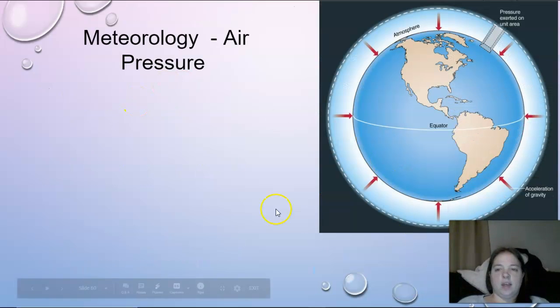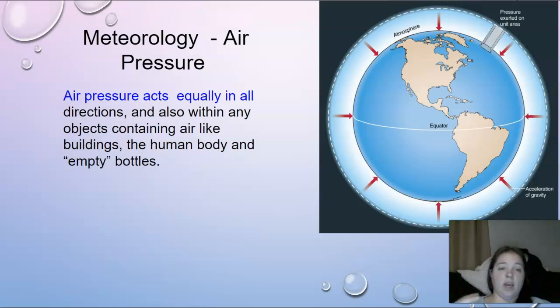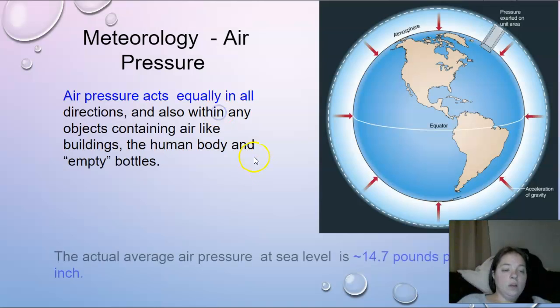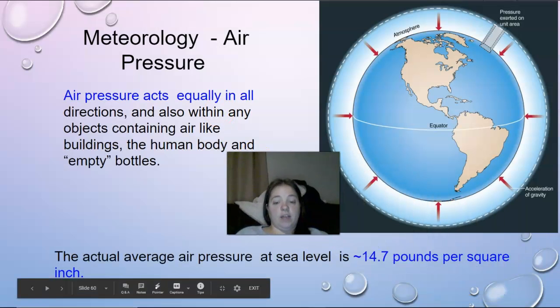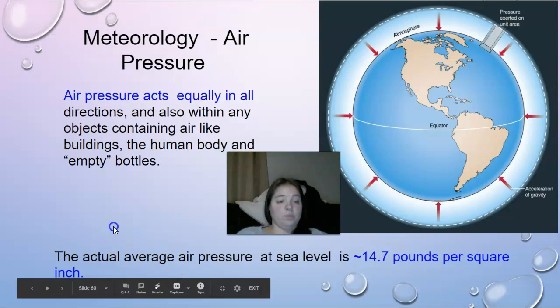All right, so looking at this, air pressure acts equally in all directions. Like we have pressure on us right now. You don't feel it, but it's hitting you equally, and also within any objects containing air, like buildings and the human body, and empty bottles like this, which is empty. It has the same pressure out here as it does inside the bottle. The actual air pressure at sea level is about 14.7 pounds per square inch. So you have more pressure at sea level than you do probably where you are right now.